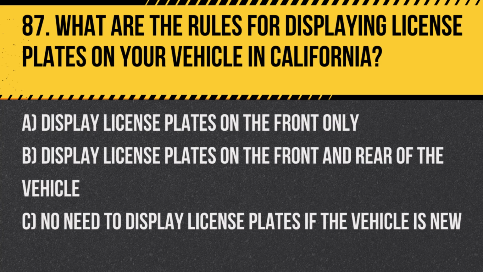Question 87. What are the rules for displaying license plates on your vehicle in California? A. Display license plates on the front only. B. Display license plates on the front and rear of the vehicle. C. No need to display license plates if the vehicle is new. Answer: B. Display license plates on the front and rear of the vehicle. California requires both front and rear plates for most types of vehicles.